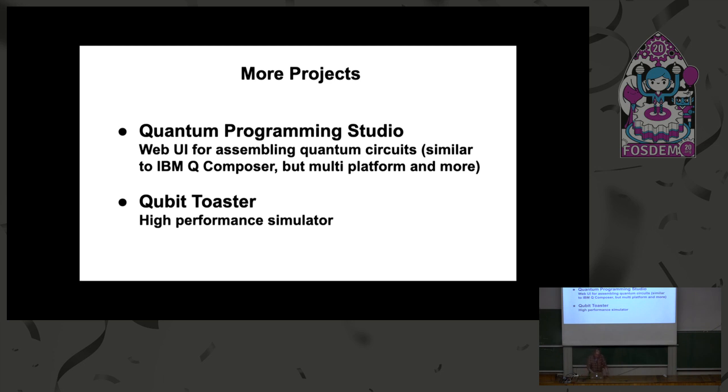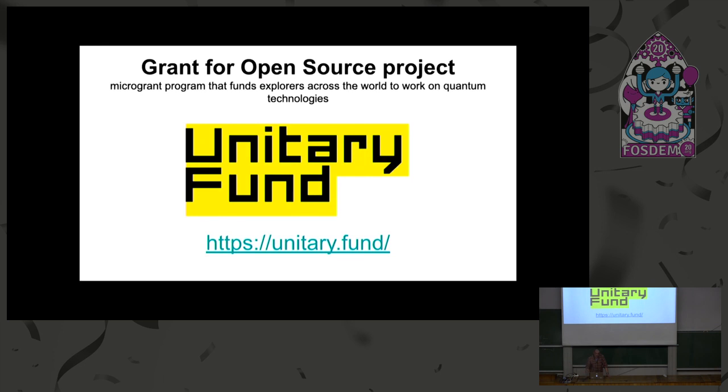So those are the projects. And then when I started implementing Quantum Programming Studio, I applied for the Unitary Fund microgrant program. Will Zeng, who is present here in the audience, is running this project, and I won a grant. Now it's a grant of €4,000. At that time it was €2,000 in two parts. So you need to apply with your open source project. You send what your idea is and everything, and they decide to give you the grant or not.